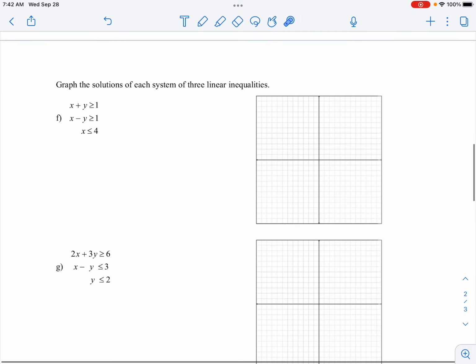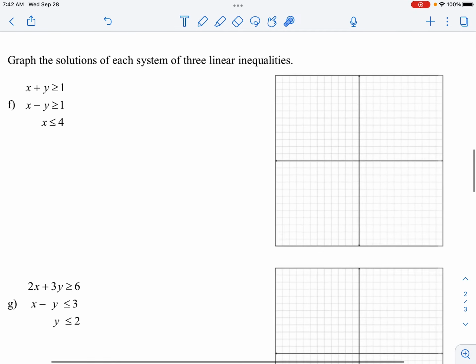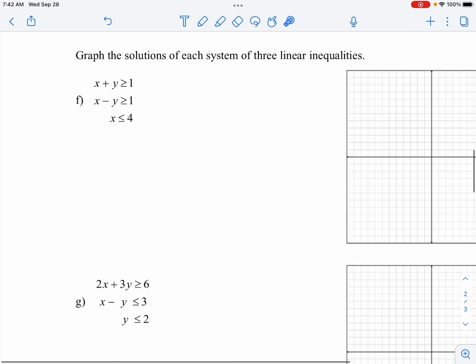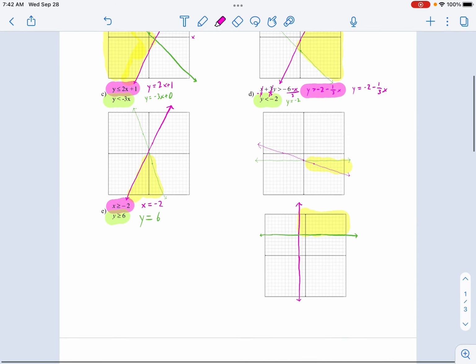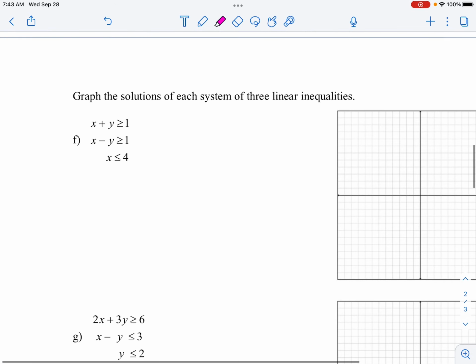Part F. We got a triple here: 3 linear inequalities. We're going to do this just like we're doing these examples up here. We just have a third inequality to graph.